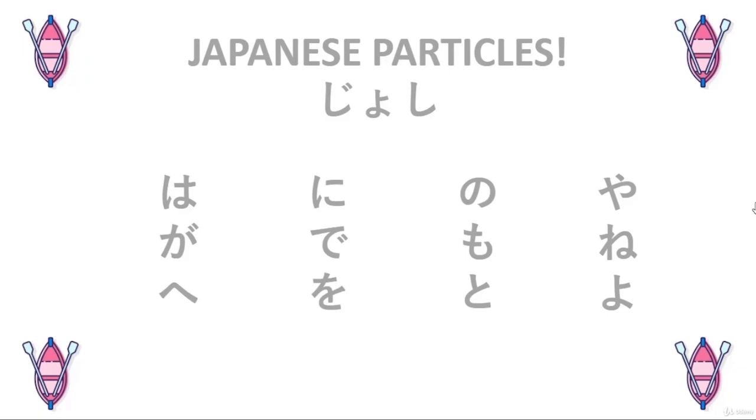On the screen you can see so many particles: wa, ga, e, ni, de, o, no, mo, to, ya, ne, yo. Wow, so many, right? And I know that some of them you already know. We have seen some of them already, like particle wa. So it will not be as difficult for you. Let's get started. So now, first of all, why do we need particles in general?